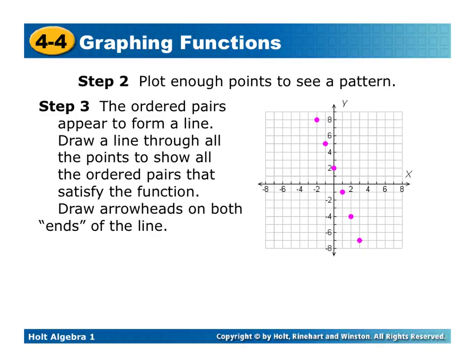And then if the ordered pairs appear to form a line, we're going to draw a line through all the points to show that the ordered pairs satisfy the function, and we're going to make sure we draw arrows at the end. Alright, so my line there isn't perfect, I'm just going to draw it through. Usually you want to use a ruler, and then notice I'm going to put arrows on the end. So now remember, this actually represents any ordered pair that would be a solution to that function.